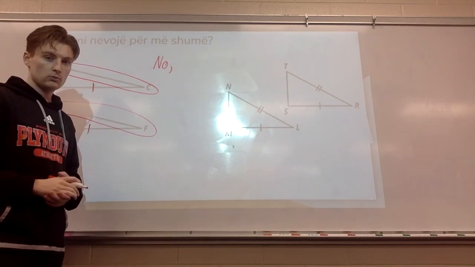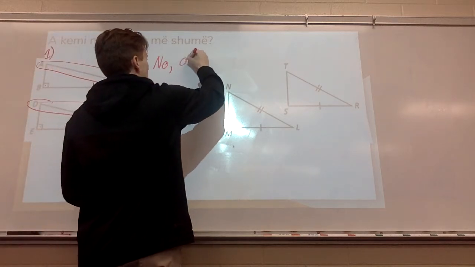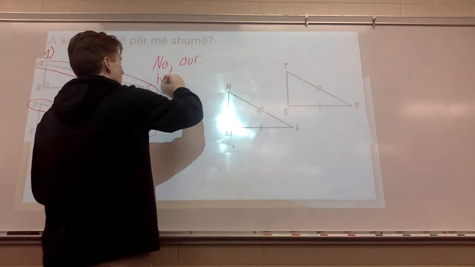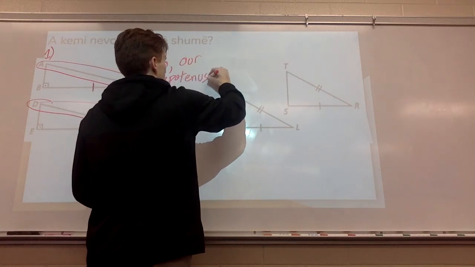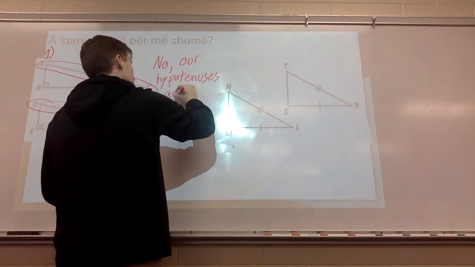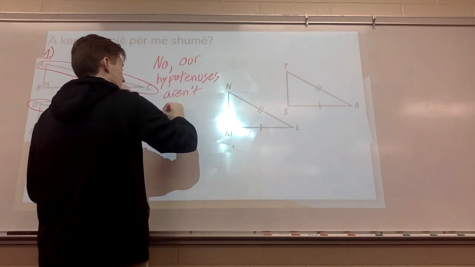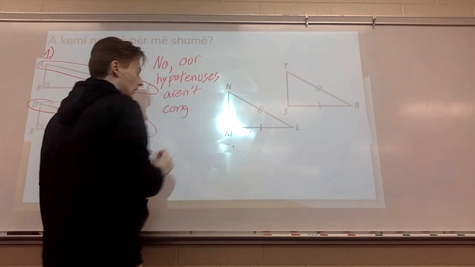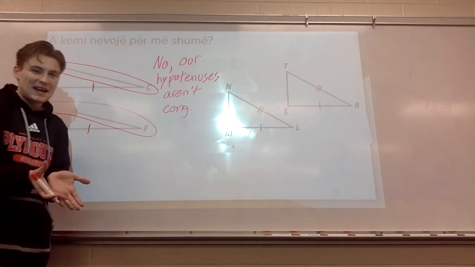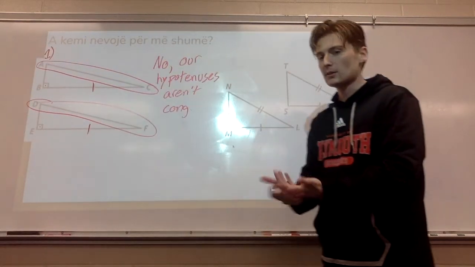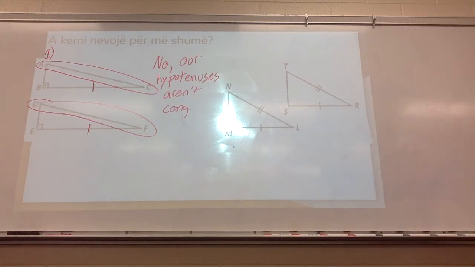Why is it a no? Well, our hypotenuses aren't congruent. Okay? Just because they look the same, just because they feel the same, just because they sound the same, doesn't make them the same, doesn't make them congruent. Okay? So number 1 is a no.